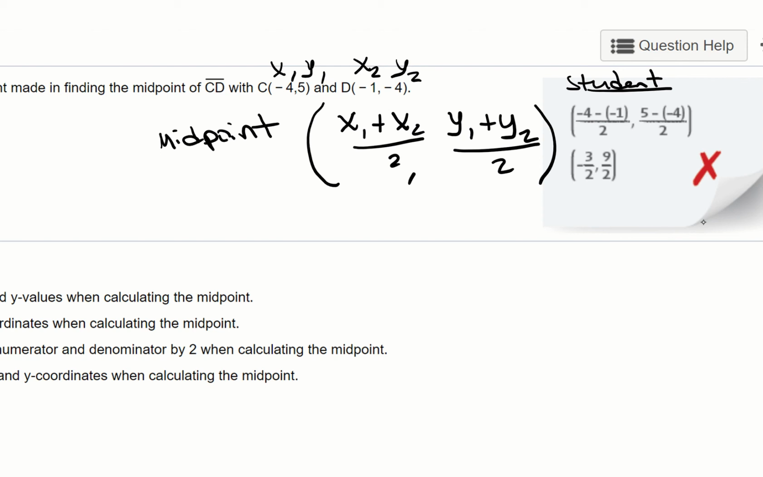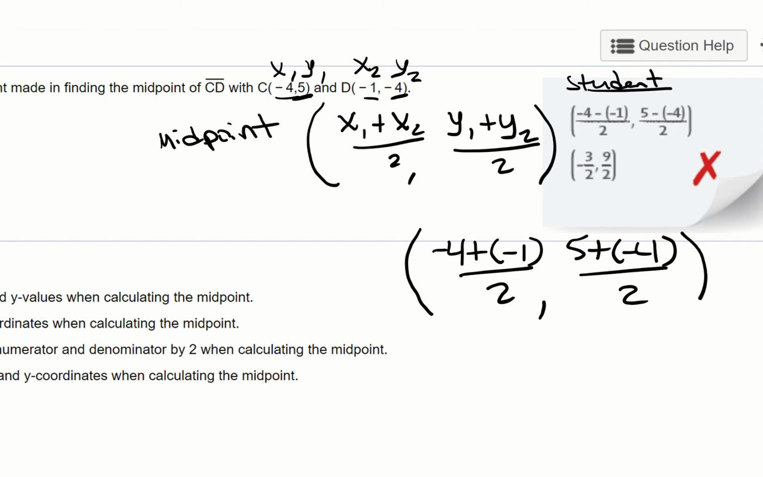So then if we put this into the formula, right? Well, we're going to add the x coordinates together. So -4 plus -1 divided by 2. And then now we're going to add the y coordinates. So 5 plus -4 divided by 2.